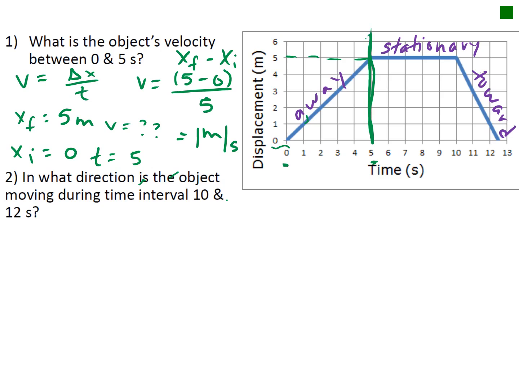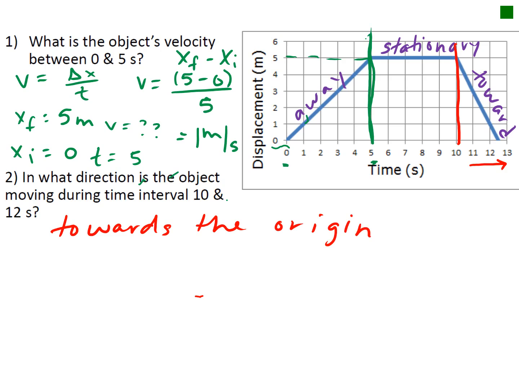In what direction is the object moving between 10 and 12 seconds? Between 10 and 12 seconds, it's going to be everything to the right of this red line. So here, the object is moving towards the origin. So it's going back to where it started from.